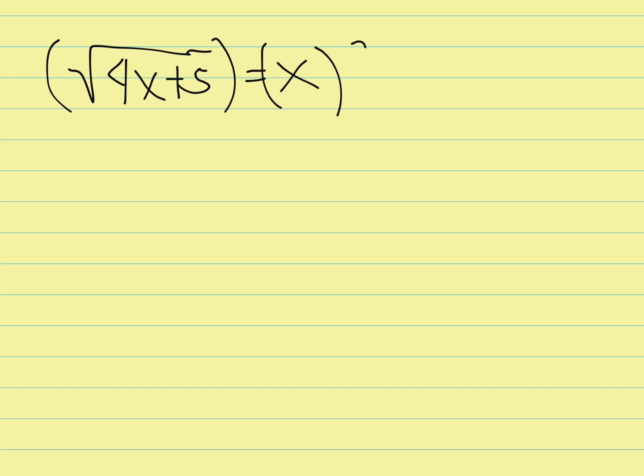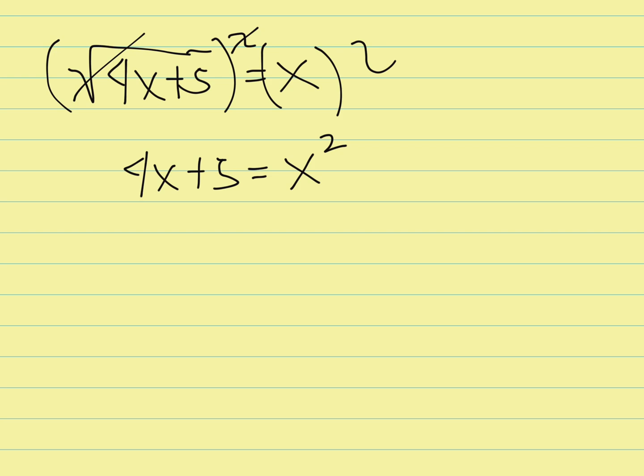Okay, let's consider that the square root of 4x plus 5 equals x. Okay, first, isolate the radical. Then after that, square both sides. So cancel that one. So 4x plus 5 equals x squared, because that is the square of our x.